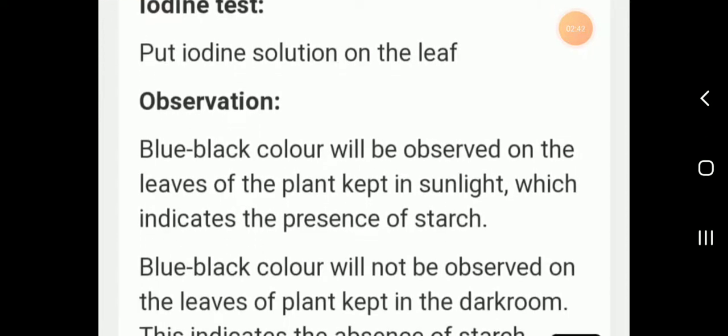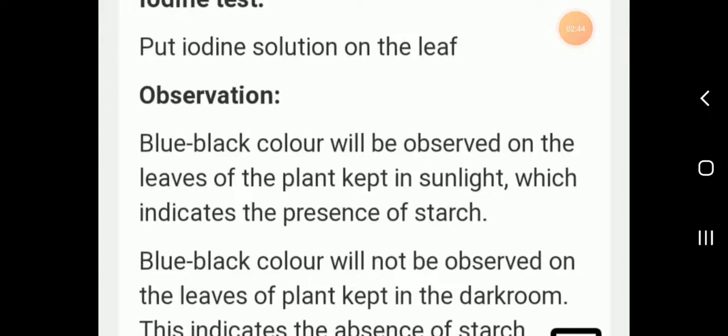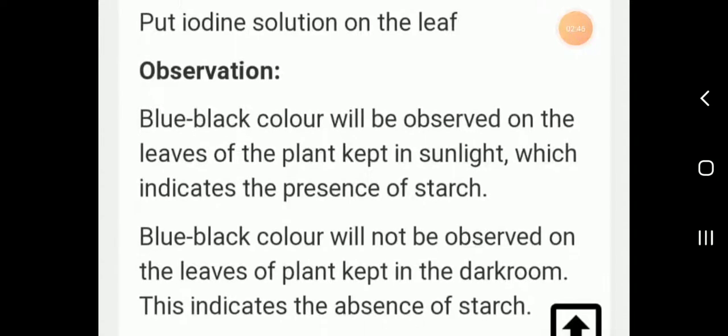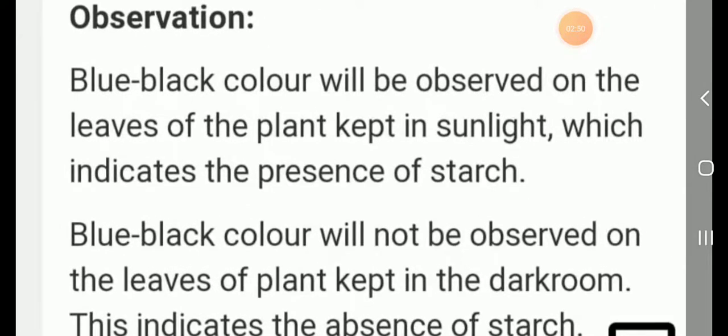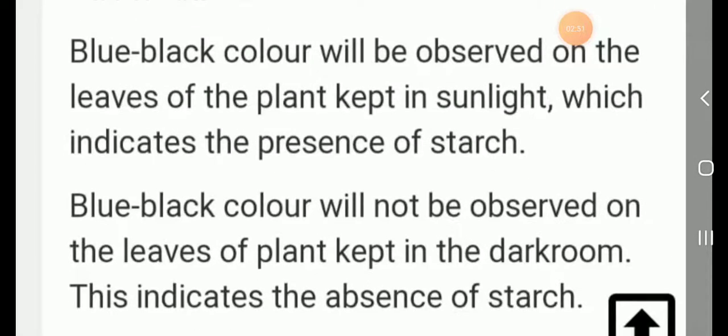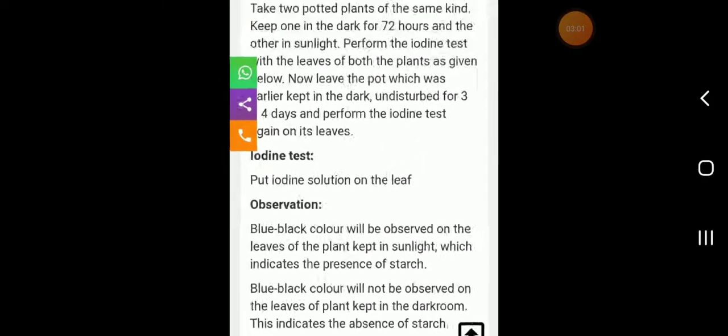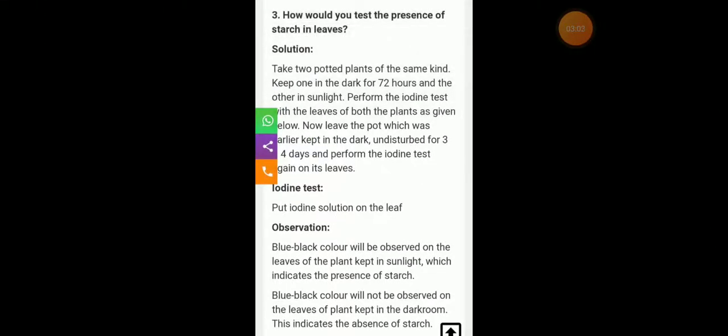Observation: a blue-black color will be observed on the leaves of the plant kept in sunlight, which indicates the presence of starch. A blue-black color will not be observed on the leaves of the plant kept in the dark room. This indicates the absence of starch.